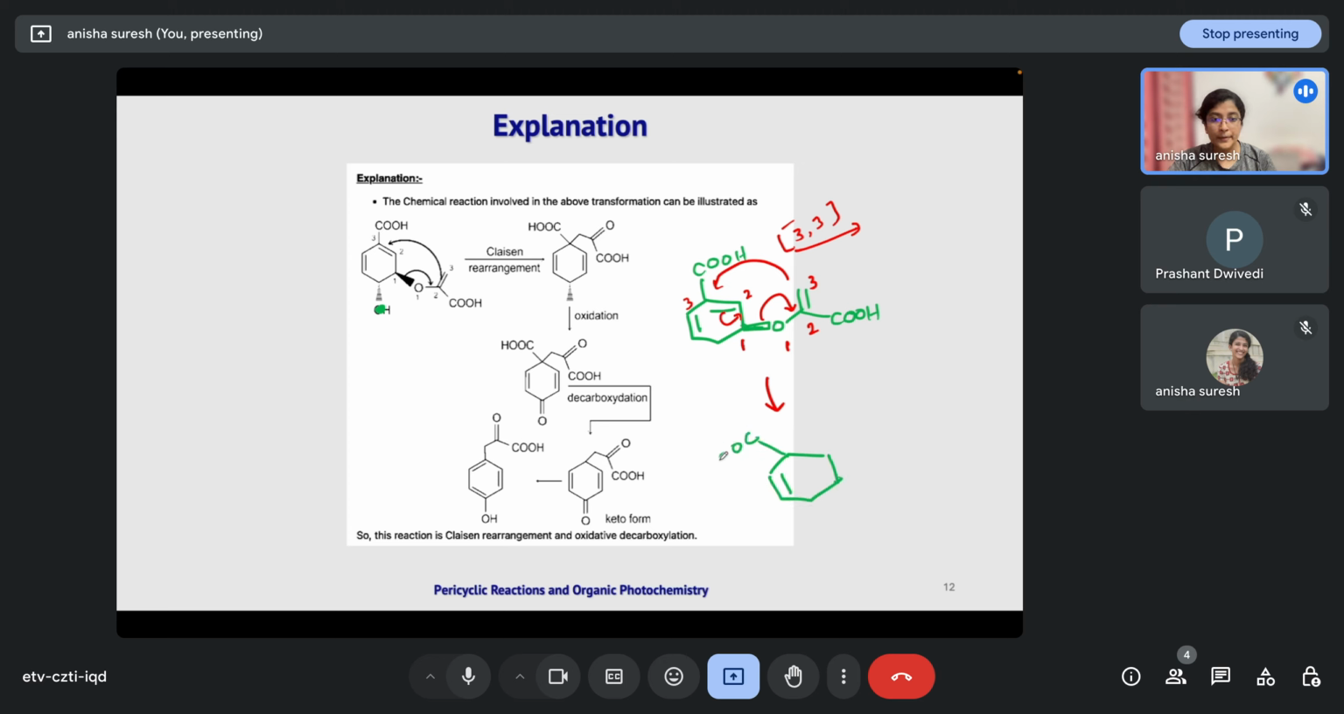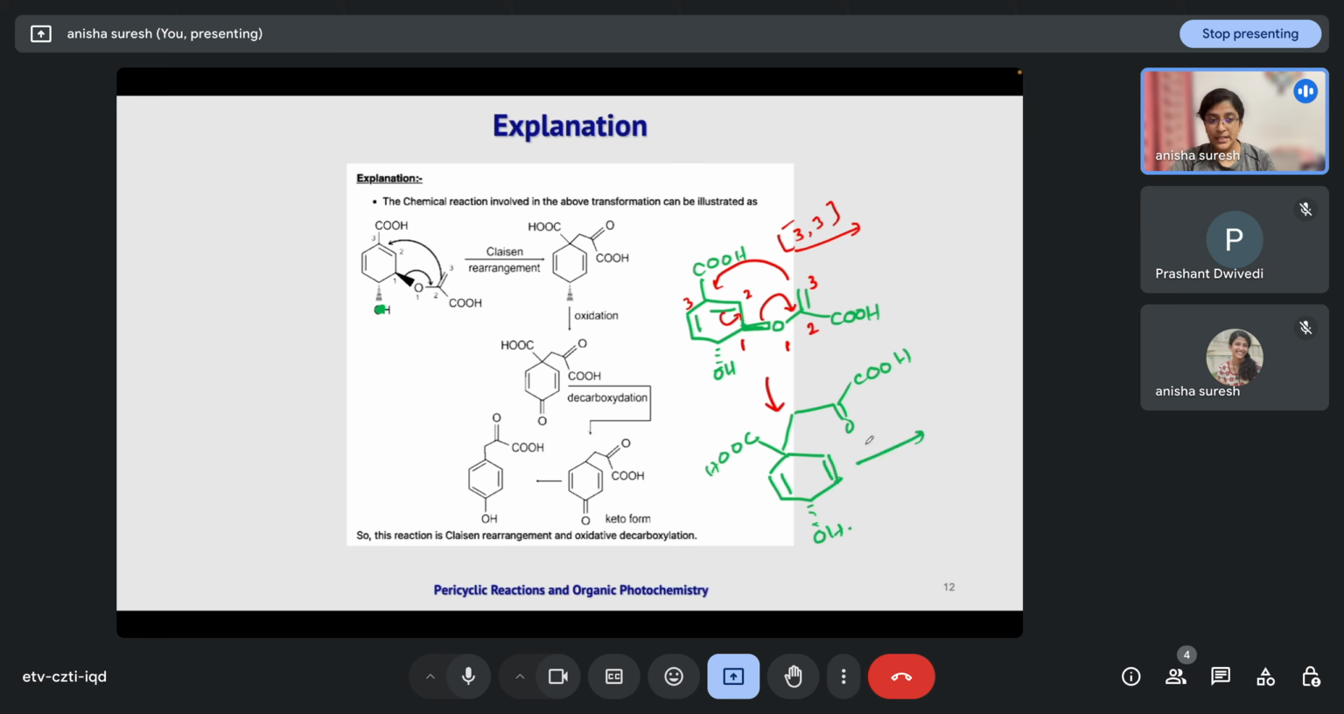here COH will be there, and this will be like CH2 double bond O, COOH, and here in between 1 and 2 carbons a double bond will be forming, and we are having this hydroxy, so it will remain as hydroxy. So this will be the first reaction, a 3,3 sigmatropic rearrangement will be taking place.